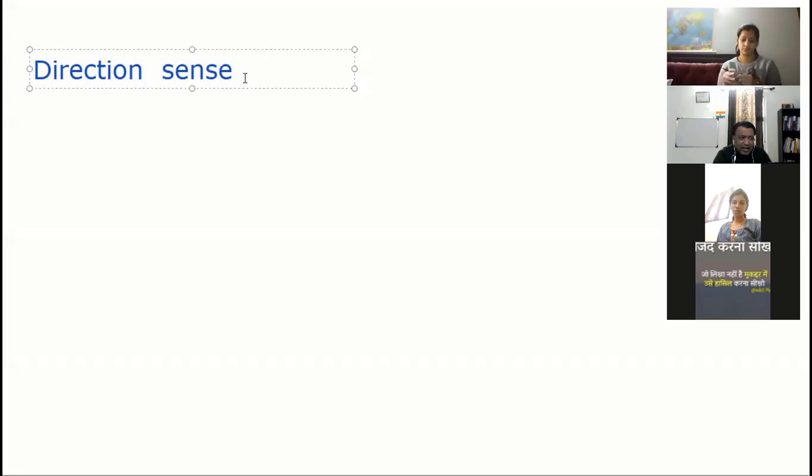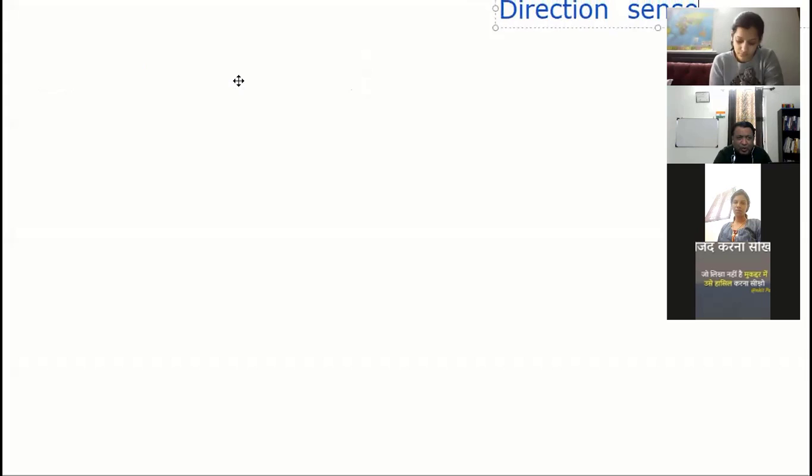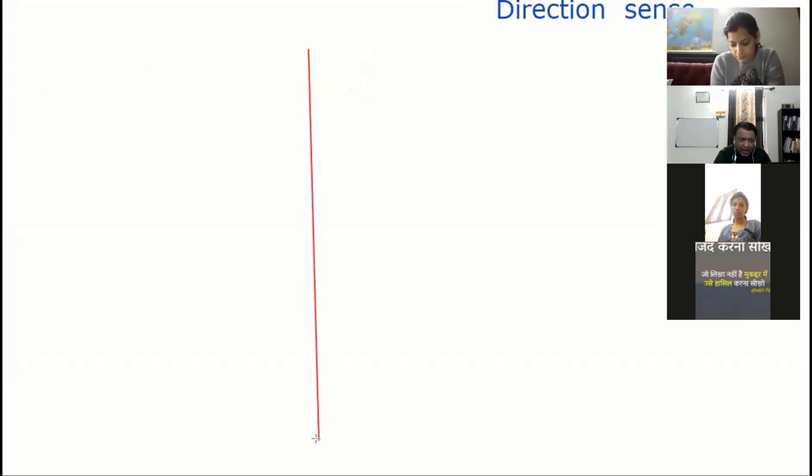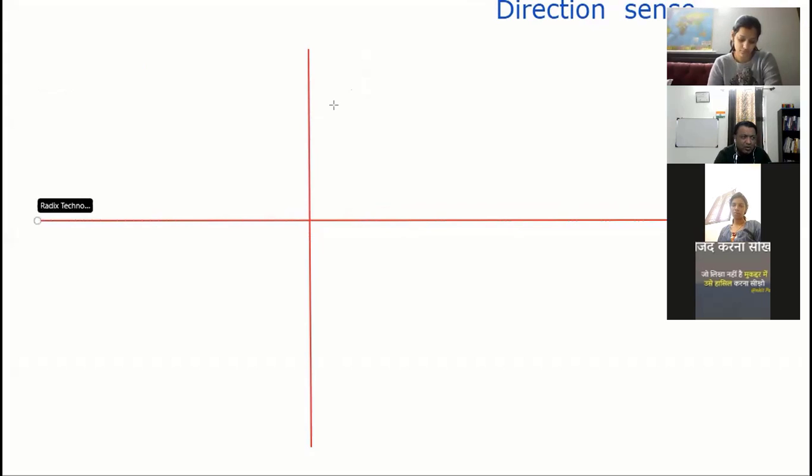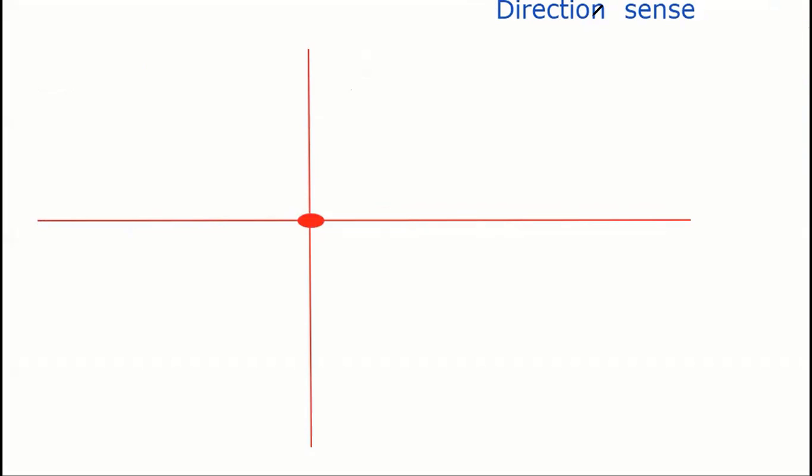Now before we start direction sense, I want to ask you a couple of questions. Everybody, very quickly, tell me on chat, because that decides how you do direction sense. I ask you 5 questions. Just write down your answers on the chat very quickly. Say my center point is this. Everybody knows this. This is my east. This is my west. It's my north. It's my south.